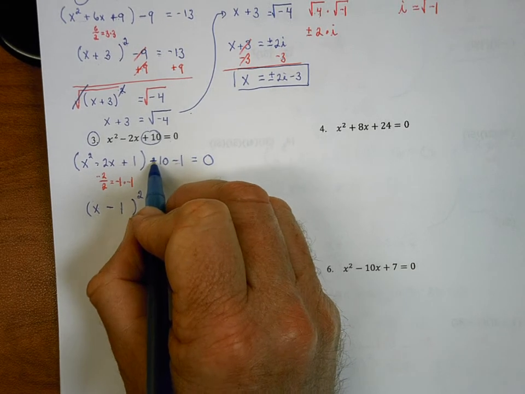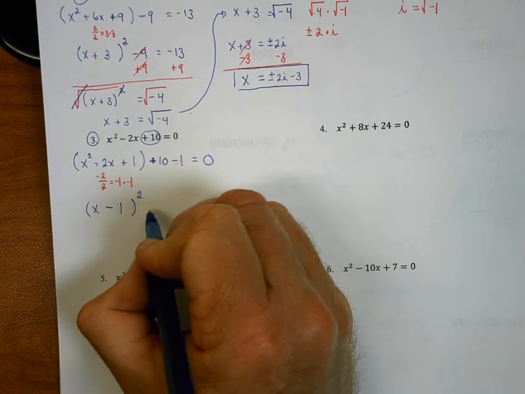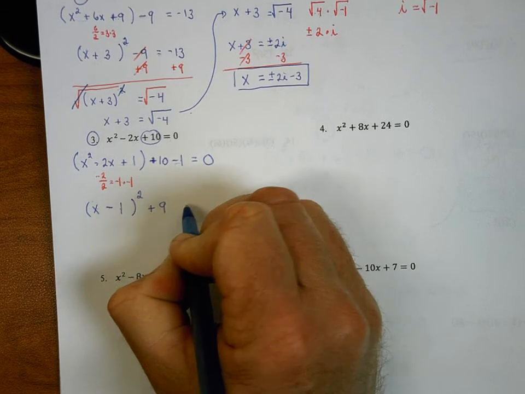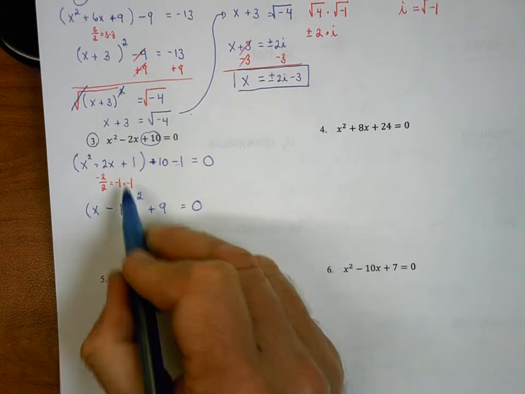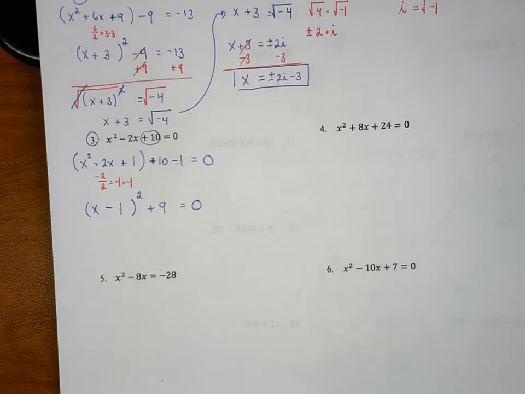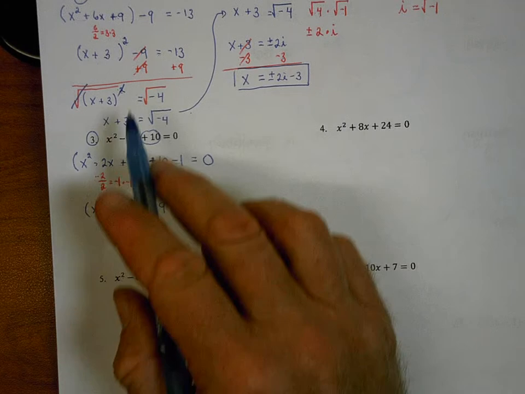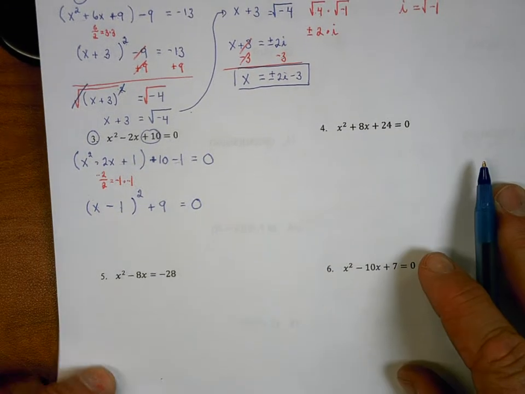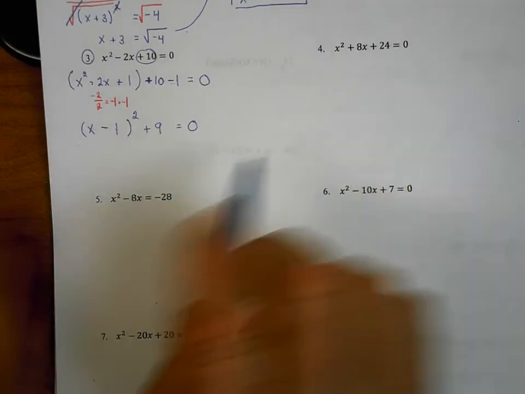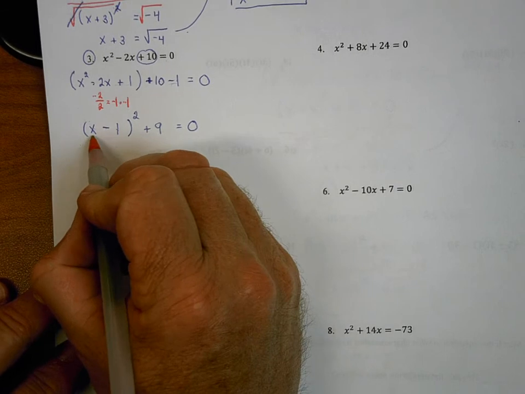Now I'm just going to simplify. Positive 10 minus 1, that's positive 9, equals 0. Okay, so this process right here is called completing the square. That's what we're doing in number 3, as we did in number 1. Now I'm going to take my steps to solve this problem. So I need to solve for x.